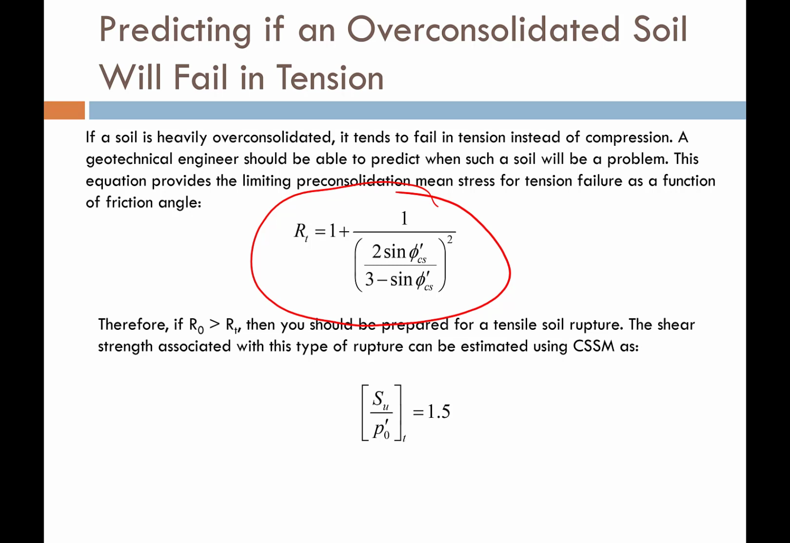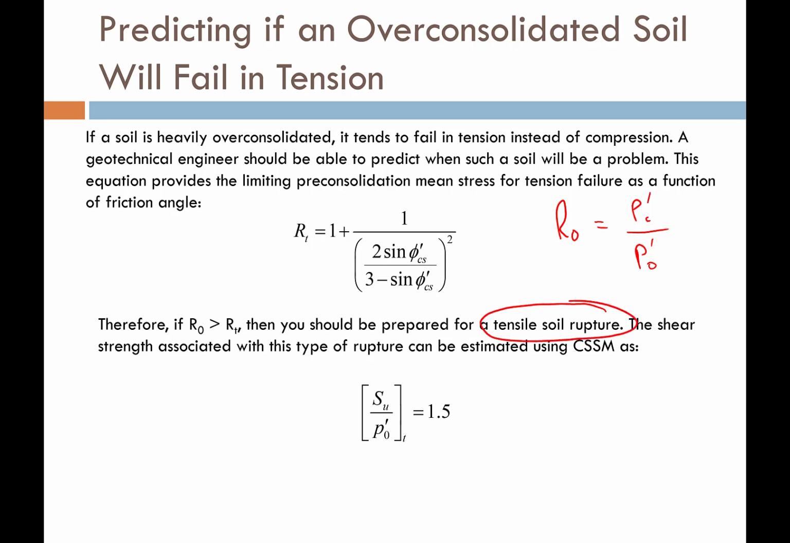Now remember, R is essentially the critical state model version of the overconsolidation ratio: the pre-consolidation mean stress divided by the mean effective stress of the soil. That's what we call R naught. Maybe I should write that out. R naught equals the pre-consolidation mean stress divided by the effective, current mean stress. So first you're going to calculate R sub t, and then you're going to compare your R naught with R sub t. If R naught is greater than R sub t, then you should be prepared that the soil is going to rupture in tension, not in compression.